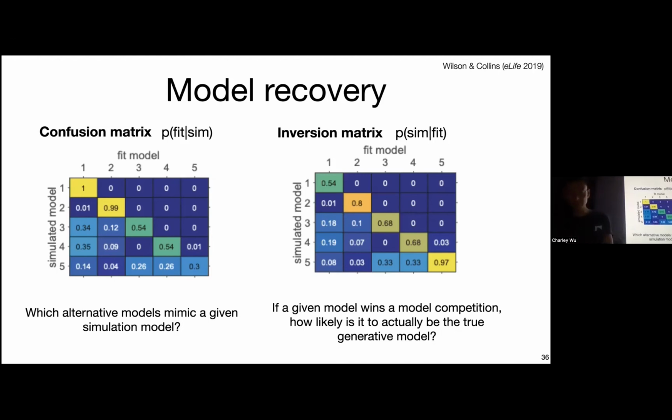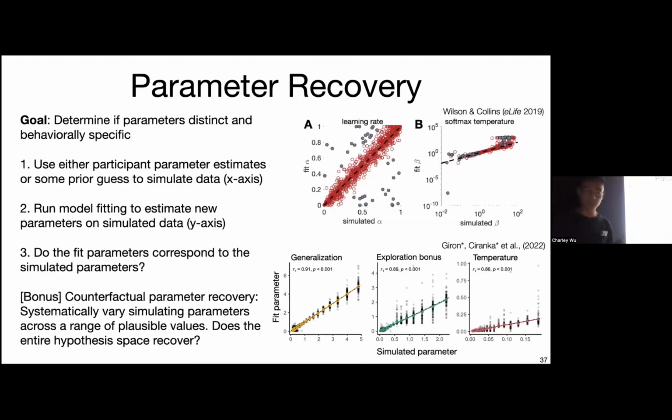Good, let's move on to the second robustness check, which is parameter recovery. Now, the procedure is actually very similar here, but the goal is a bit different. We want to determine here if the parameters that we have in our model are distinct and behaviorally specific. So what we do here is we take either participant parameter estimates or some prior guesses to simulate data. So we can take some parameters on the x-axis that we use to simulate data exactly the same way as before. It can even be the exact same framework as before.